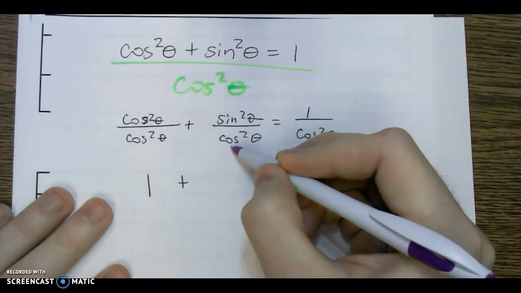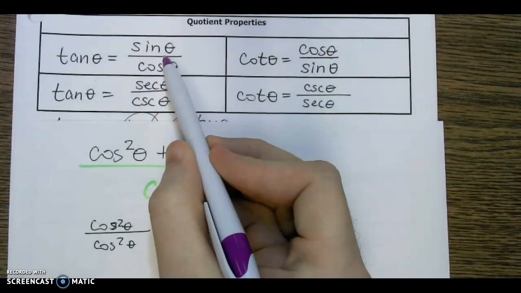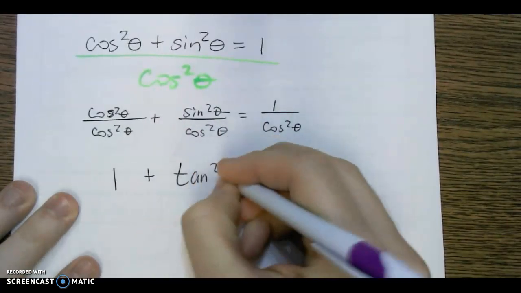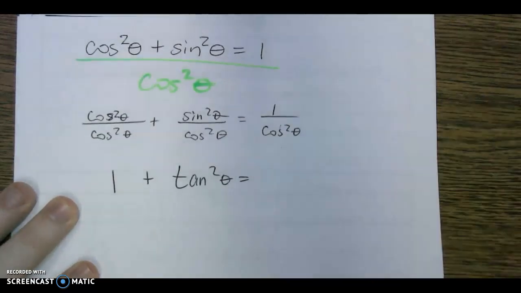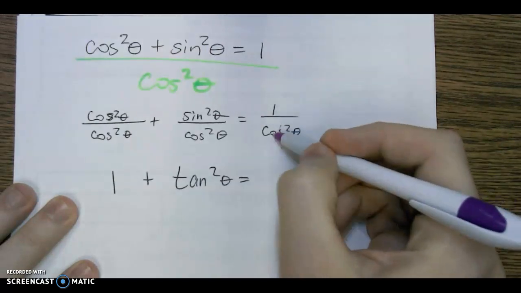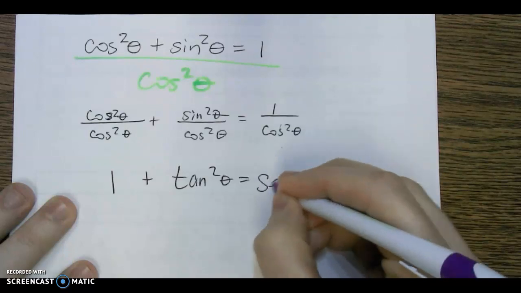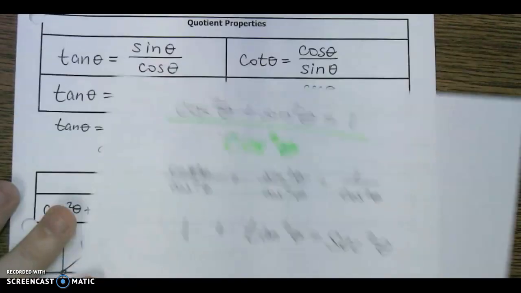Sine over cosine, we just saw in the table above. Sine over cosine is tangent, but they're squared, so it's tangent squared. And 1 over cosine squared, we saw in the top table, is 1 over cosine is secant. But it's squared, so you can change it into secant squared. So that's our next property. 1 plus tangent squared is secant squared.